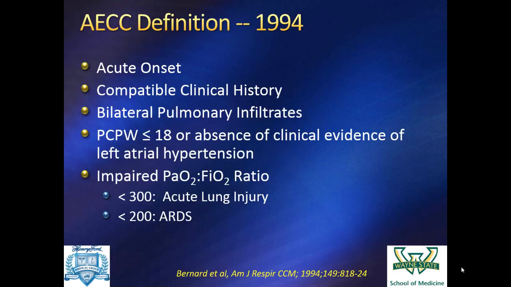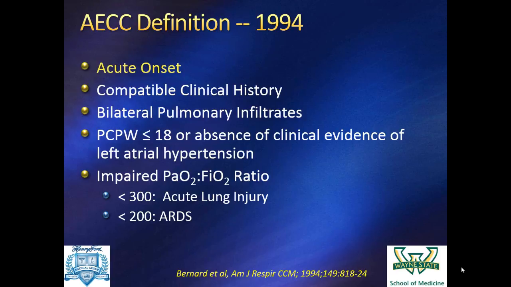And that was the definition up until 1994, when the American and European critical care definition included the ideas that you needed an acute onset, compatible clinical history, bilateral pulmonary infiltrates, a wedge pressure less than 18, and an impaired PF ratio, which they described using terminology that hopefully we don't use anymore: less than 300 being acute lung injury, and less than 200 being consistent with ARDS. And this has all been changed, and I just want to go over why these definitions don't work for us.